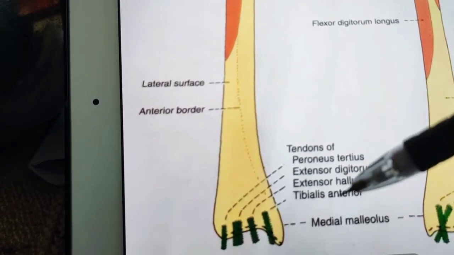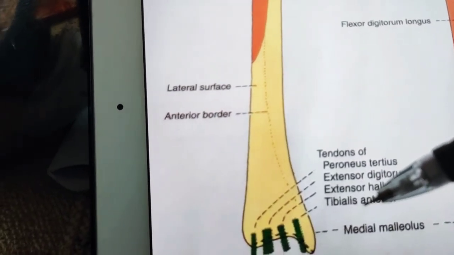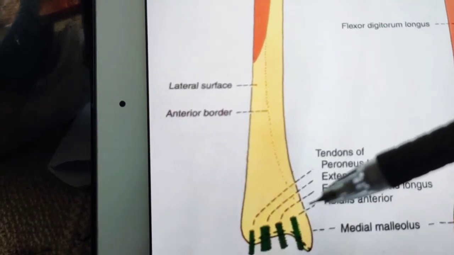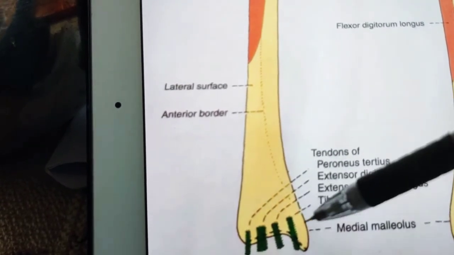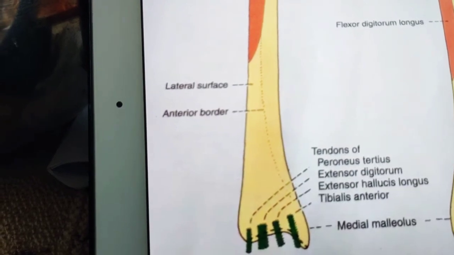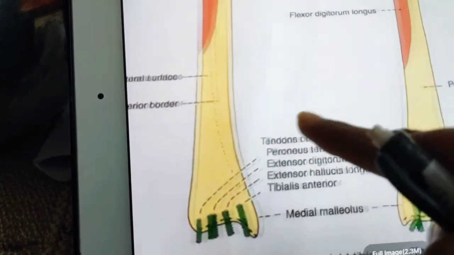So these are all the tendons which are crossing in the anterior lower part, mainly from the medial to lateral side. Next, the lowermost parts of posterior surface.